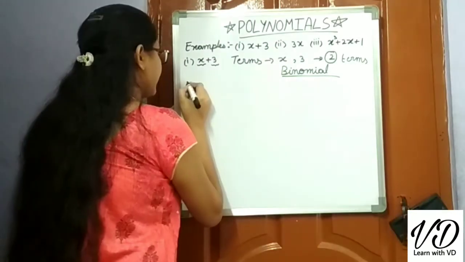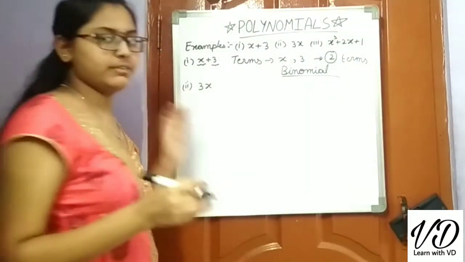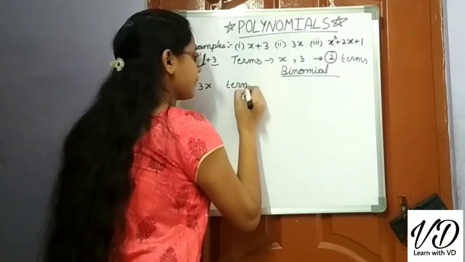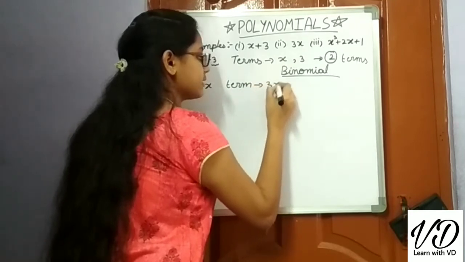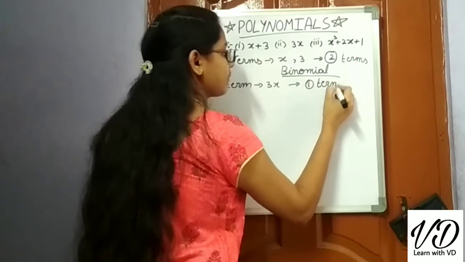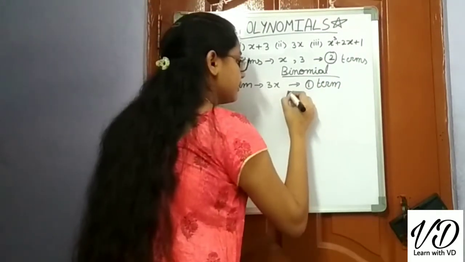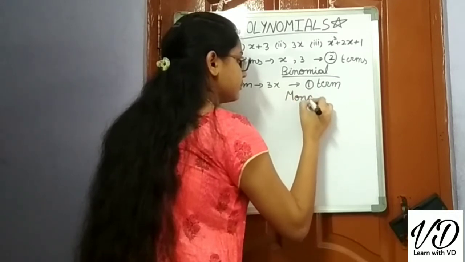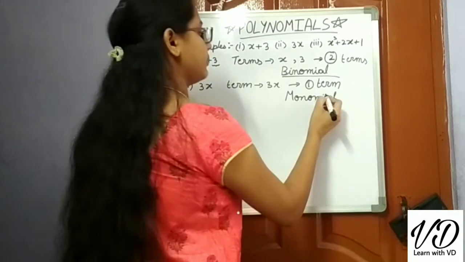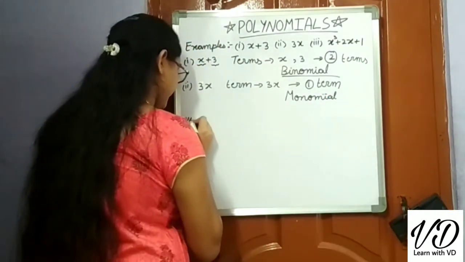Now let's take the second example, 3x. Clearly we have only one term. The term here is just 3x. We have only a single term. The polynomial which has only one term is called a monomial.